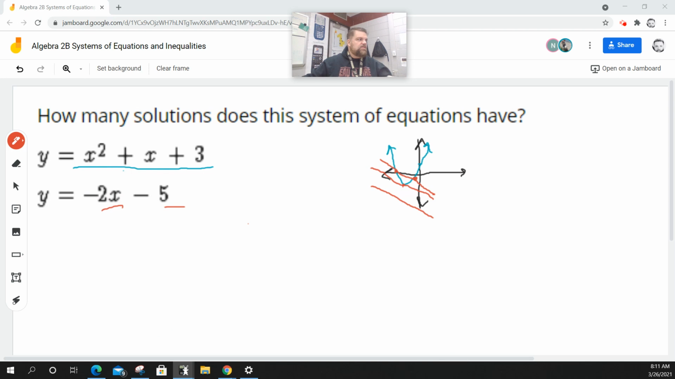Graph it. So what I'm going to do is I'm going to hit y equals, and I'm going to hit clear, and I'm going to say x squared plus x, dang it, x squared plus x plus 3. And then I have negative 2x minus 5. Hit graph and see if they cross.